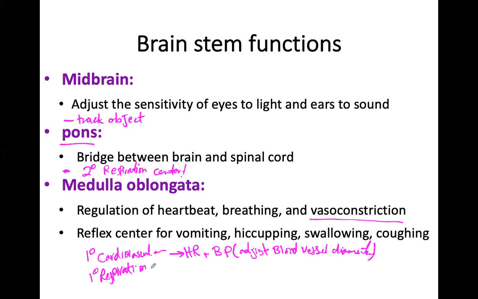It is also identified as your primary respiration center, which again implies it controls the movement of muscles in terms of respiration. So the medulla oblongata and pons both work as your respiratory center. The third main function of the medulla oblongata is that it is responsible for the reflex actions in your body, which include vomiting, hiccuping, swallowing, coughing, which are, again, not under our control, hence the word reflex center.